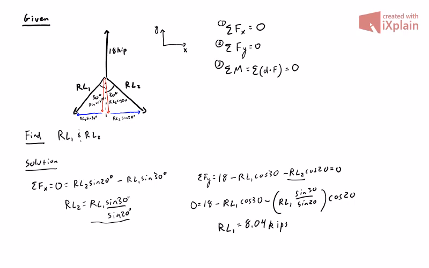And then once you have that, you can plug it into the other equation. So RL2 is equal to 8.04 kips times sine of 30 over sine of 20, which gives you that RL2 is equal to 11.75 kips. All right, and that's all you need to do. So this is your most straightforward statics problem where you're given three forces, and you have to do a sum of the forces in the x direction and sum of the forces in the y direction. And that's how you get through these.